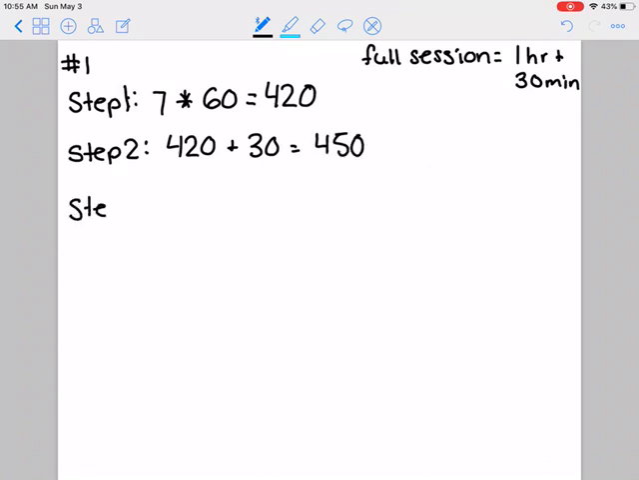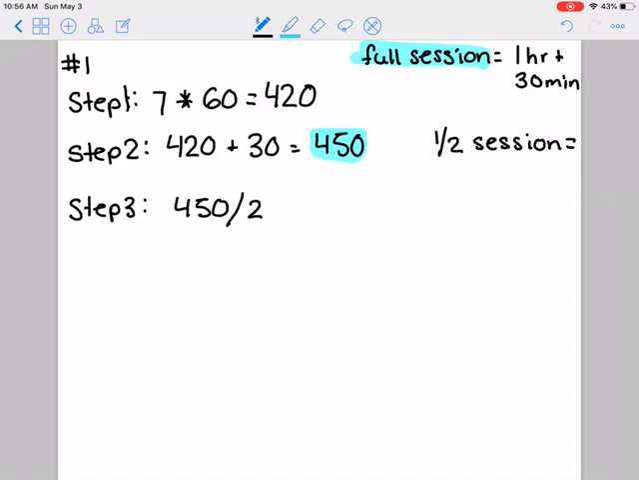Now, step number 3 is dividing that by 2. Because remember, this is what a full session is. A full session is 450 minutes. But remember, they want a half session. So they don't want a full session, they want a half session. So we have to take that 450 and divide it by 2.